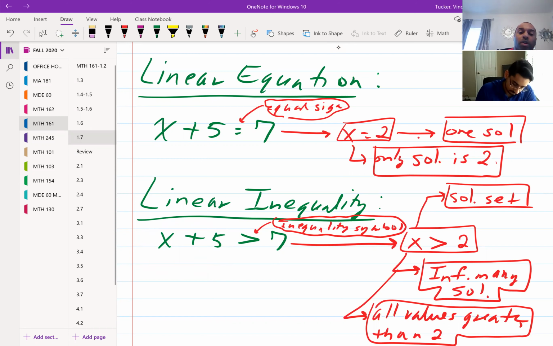So you want to know what are all the values that can make that left side greater than 7. There's an infinite amount of values that will do so, and that will be your solution set, all the values that are greater than 2. That's the main difference between your linear equation and your linear inequalities. I'll give you a chance to write before I scroll up.